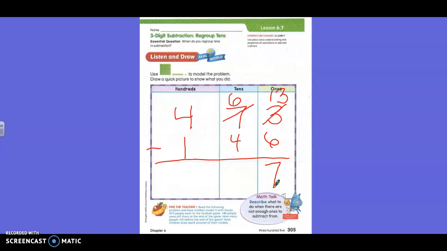7. 6 minus 4. Can we do that? Yes, we can. What is 6 minus 4, Lena? 2. 4 minus 1. Isaac? Okay, so how many people left before the end of the game, Jason? 327 what? People.